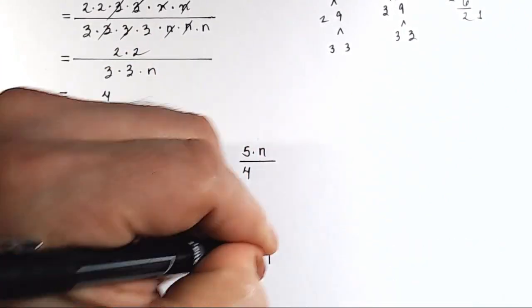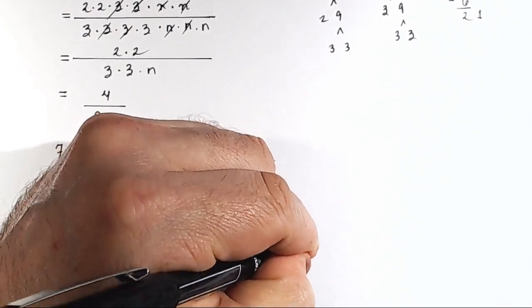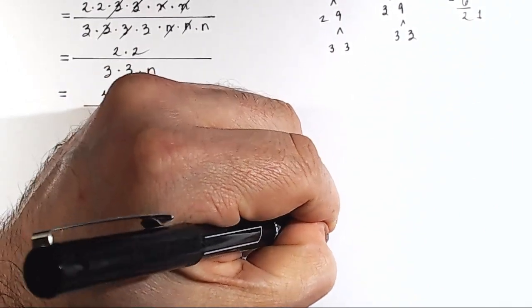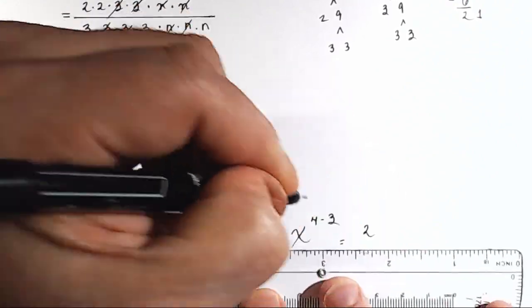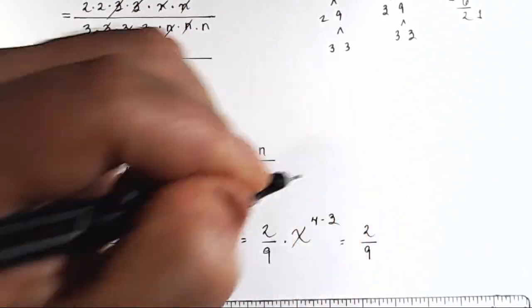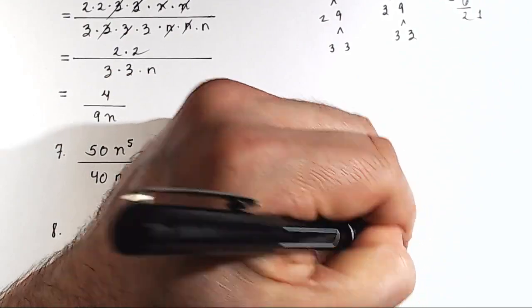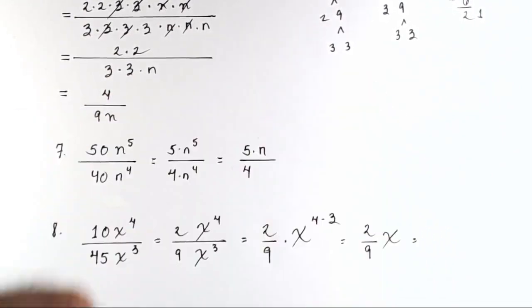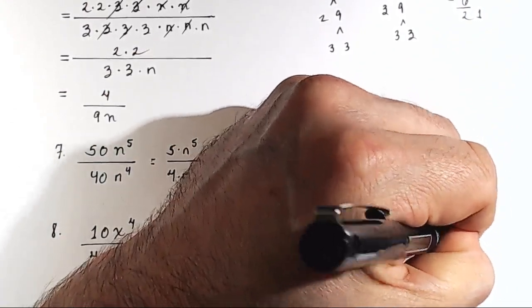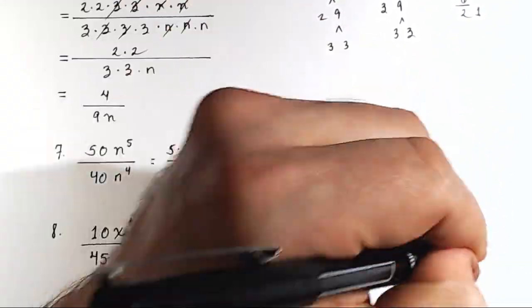Okay, and now we'll perform that quotient rule, x to the 4 minus 3. And that gives us 2/9 x. Okay, and you might see it in your answers as 2x over 9. It's the same thing, just written another way.